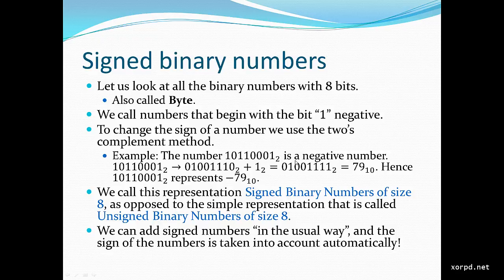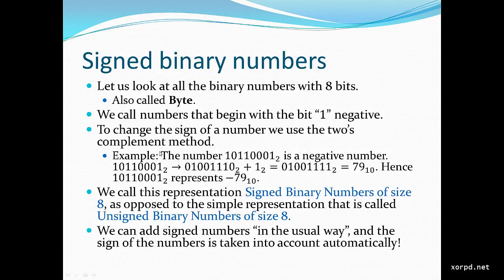To change the sign of a number, we use the 2's complement method. For example, this number, 10110001 in base 2, is a negative number. It is a negative number because of this digit, the 8th digit when we count from the right, is 1. That means that this number is negative. The 2's complement operation is going to look like this. We take this number, we flip every bit first, and then we add 1.